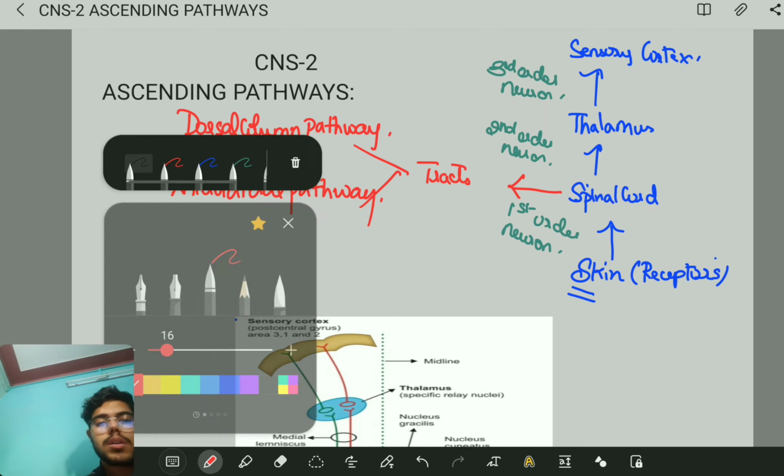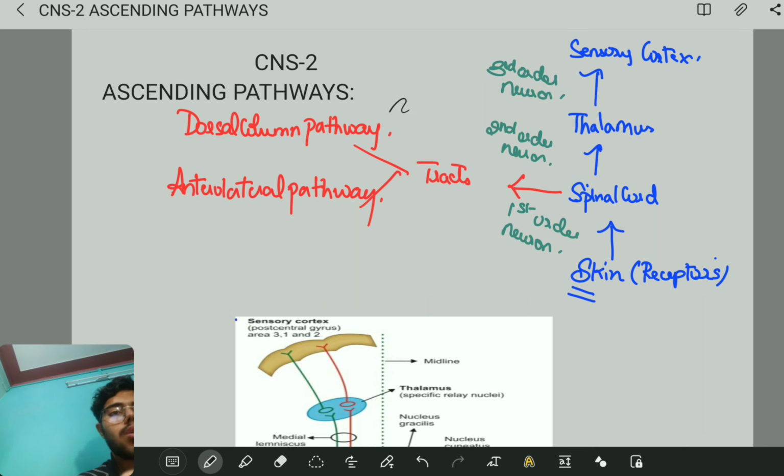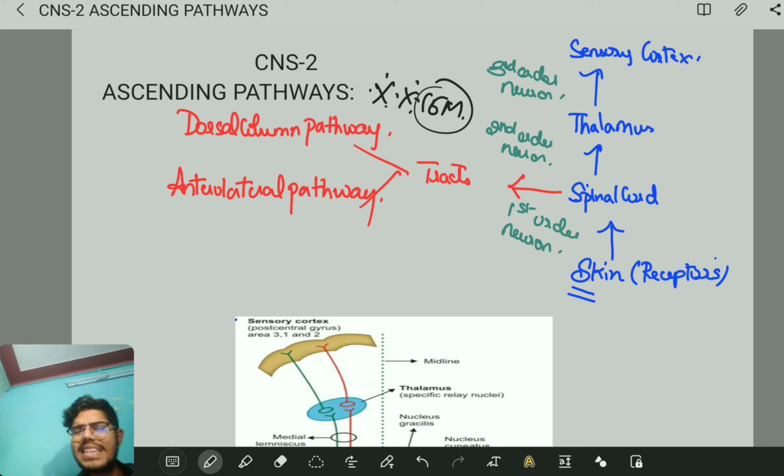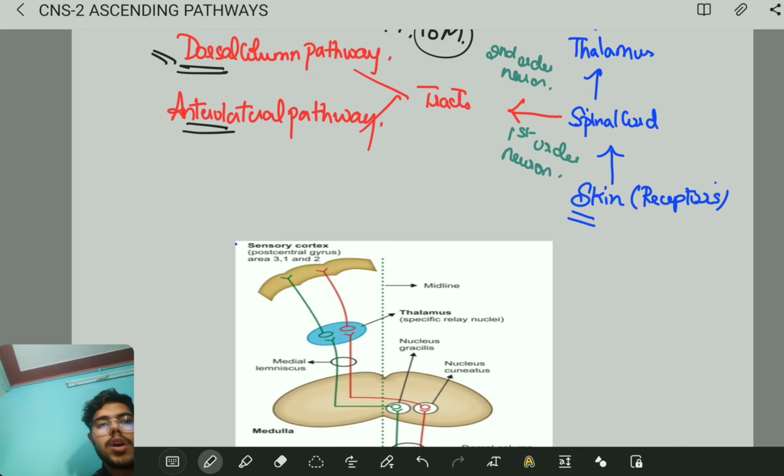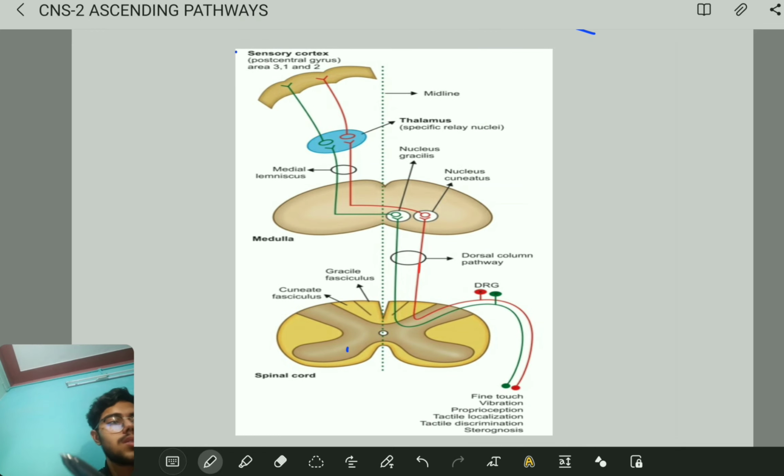So here the dorsal column pathway is a very important question, a 15-mark essay question for you in your examination, right? So they can be asking you about dorsal column pathway, and that only we are going to discuss in detail, and also we are going to differentiate between dorsal column pathway and anterolateral pathway. So pay attention. Okay, so let's move on with our dorsal column pathway.